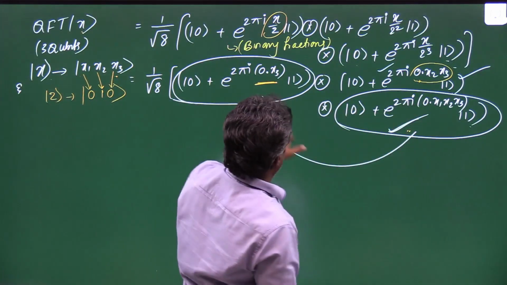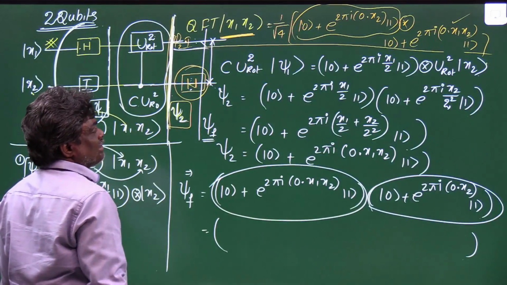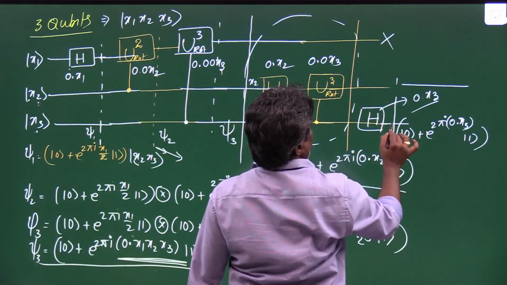This came here and this one came here, I think. That's why we are applying a swap gate for 1 and 3.